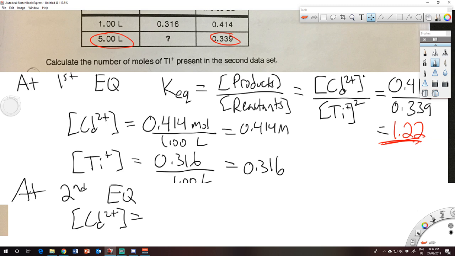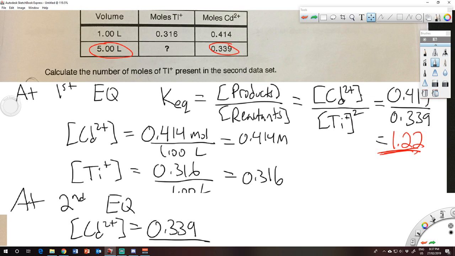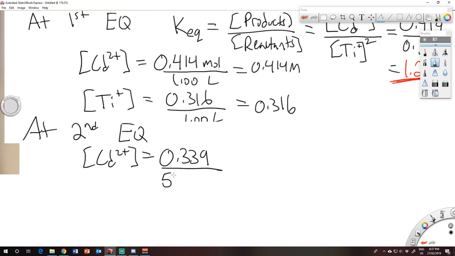That is 0.339, so 0.339 divided by 1.0, no, not 1.00, because we changed the volume. The volume changes to 5. So now the concentration of cadmium changes: 0.339 divided by 5. So now the concentration is 0.0678 molar. Okay, so there we go.